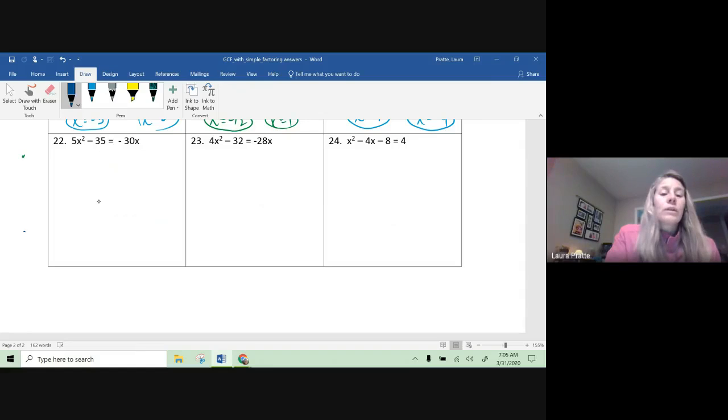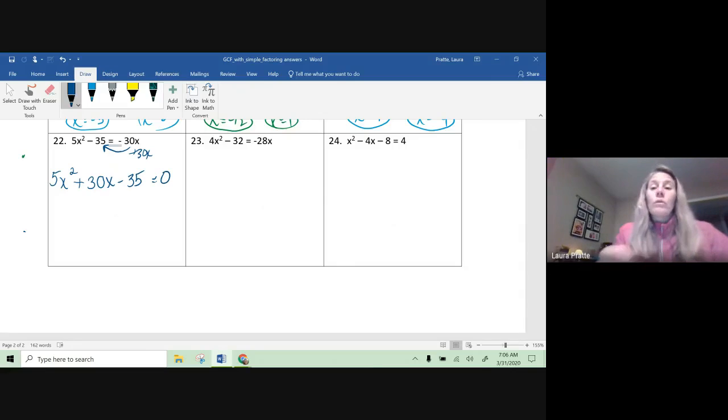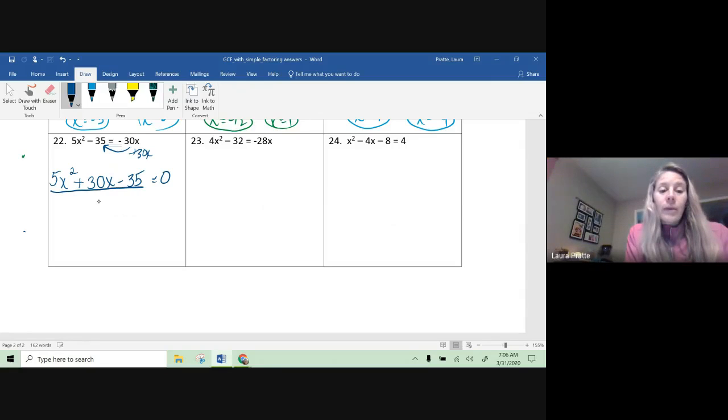Okay, now if you look at 22, you have to move this 30x over to the other side, right? So we're going to add 30x. The thing is, when we put it on the other side, you want to make sure you're putting this in standard form, so the x will have to become that middle term, and then the minus 35 will come after that. So just make sure you're putting it in that descending order when you move things over to the other side. Now we divide by the 5.